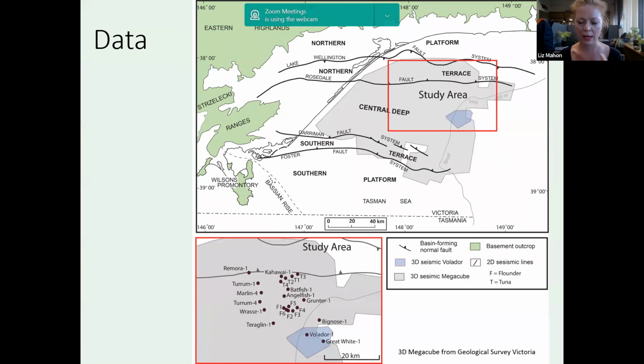For my PhD, I interpreted right across the Gippsland Basin from the offshore to the onshore, and did quite a bit of seismic and well interpretation over that area. The work I'm going to show you today focuses on the central deep and northern margin of the Gippsland Basin, but it builds on work that we've undertaken across the whole basin, both onshore and offshore. For this work, we've used the 3D seismic megacube and the 3D seismic Volador volume, and a subset of 23 key wells.